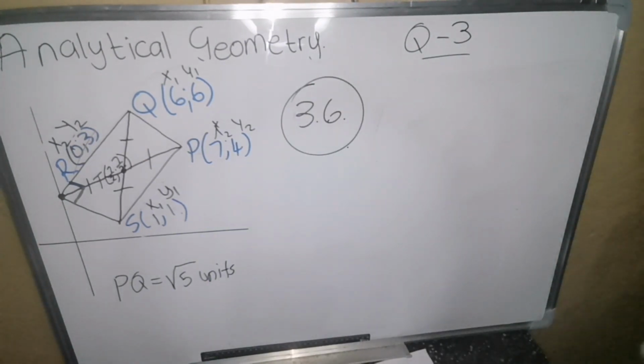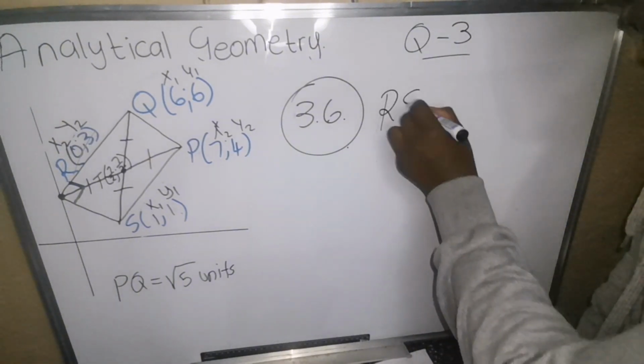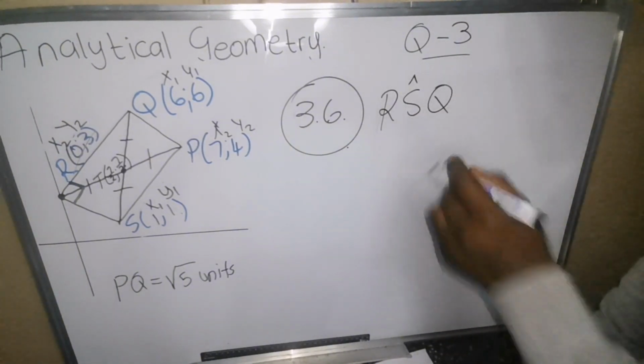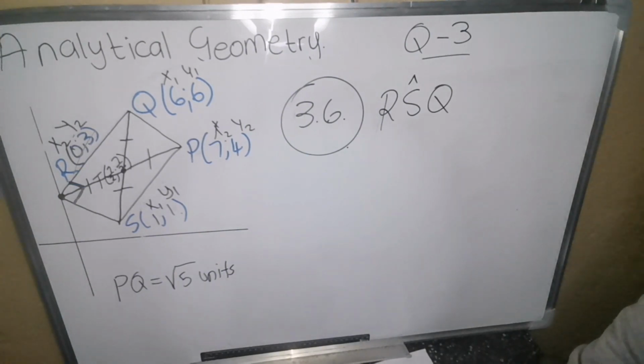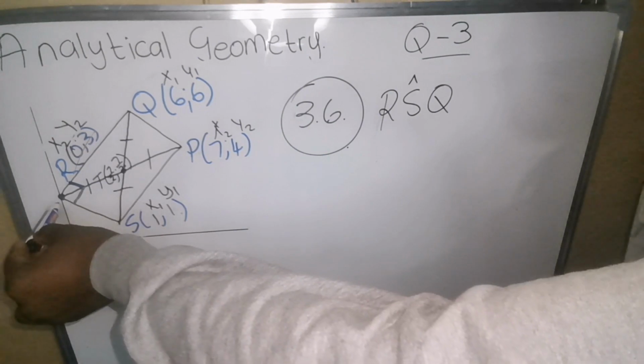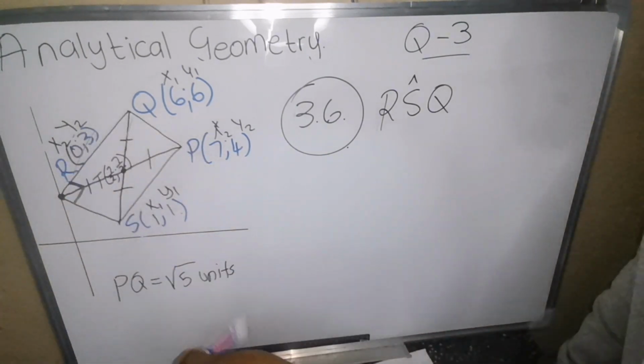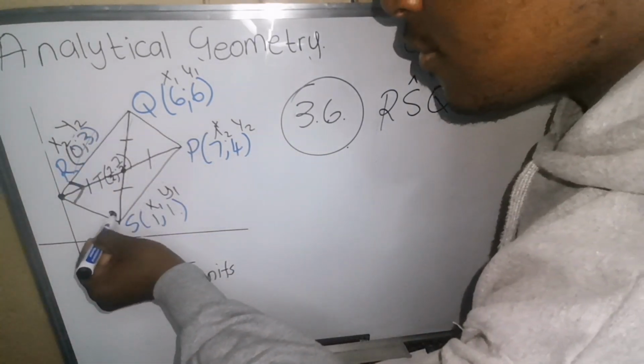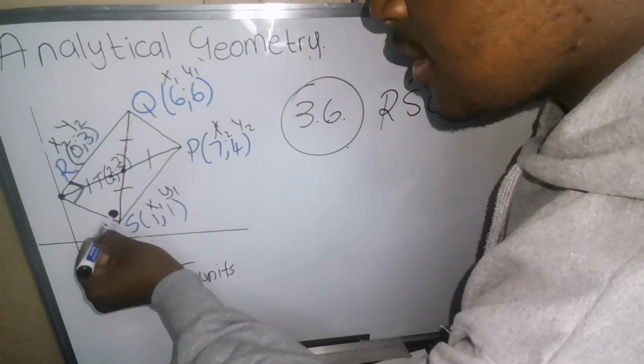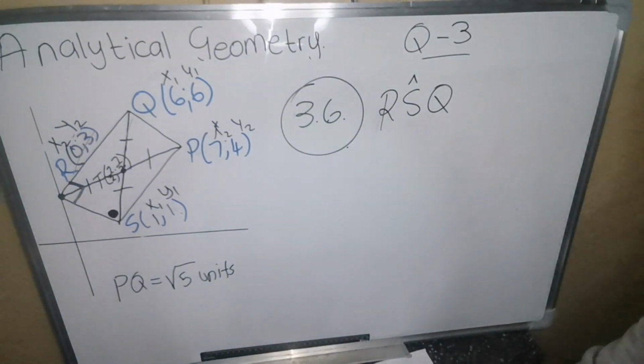3.6, it says calculate the size of angle RSQ. Which angle is RSQ? RSQ means this angle here. Very important, guys. That angle is very, very important. Now, how do you find that angle?